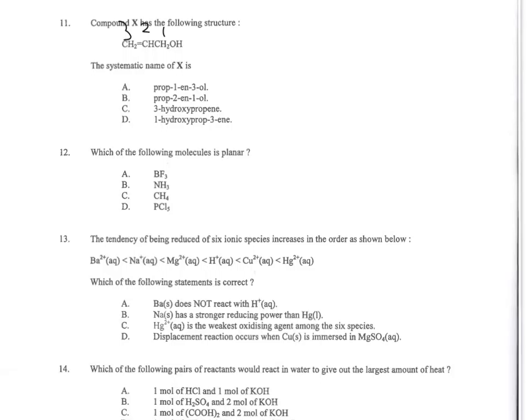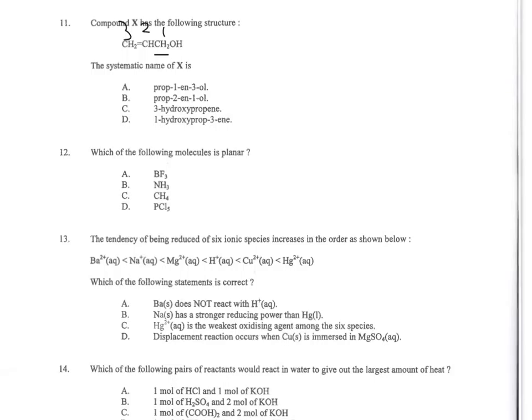So according to the priority, we will number the functional group of a hydroxyl group first, that is this carbon, and so on. Okay, so you need to memorize the priority. Whenever you have the hydroxyl group and the double bond, you will number the hydroxyl group first.